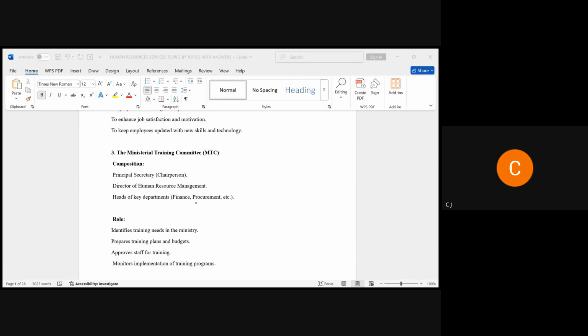Yeah, prepare training plans and budget. They also help in preparing the training plans and budget. What every officer will need in terms of training.